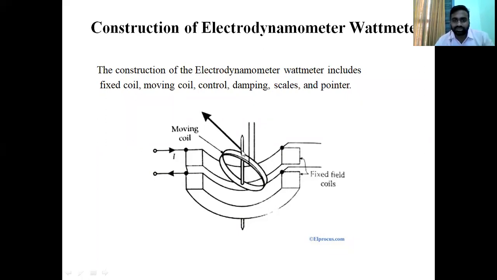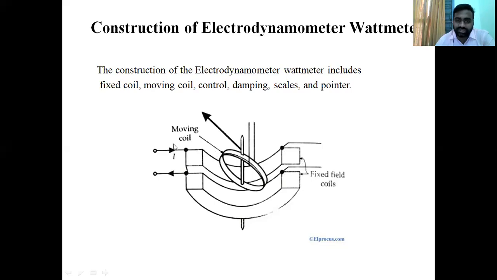Control is achieved with the help of a spring, and damping is also provided. This is our needle, and the scale is placed next to the needle. The fixed coils are connected here. This U type segmentation is nothing but a fixed coil. There are two fixed coils, and this U type segment is one fixed coil.